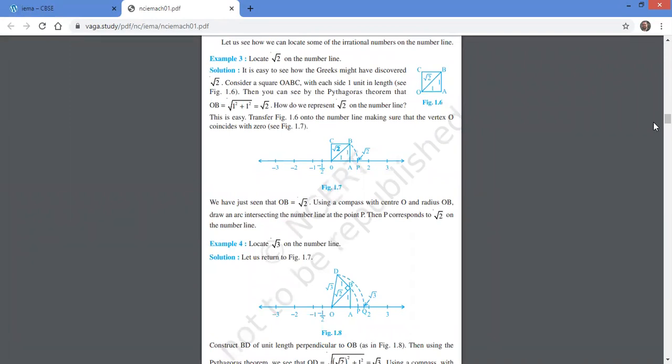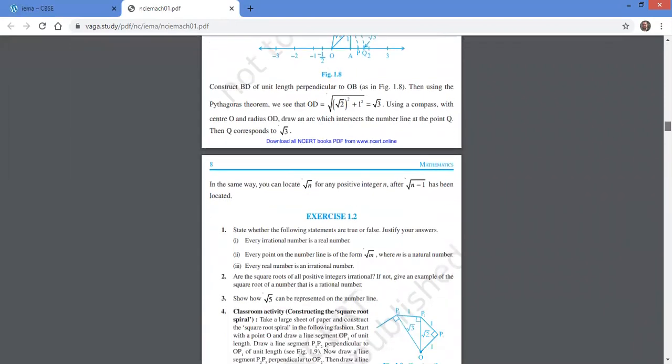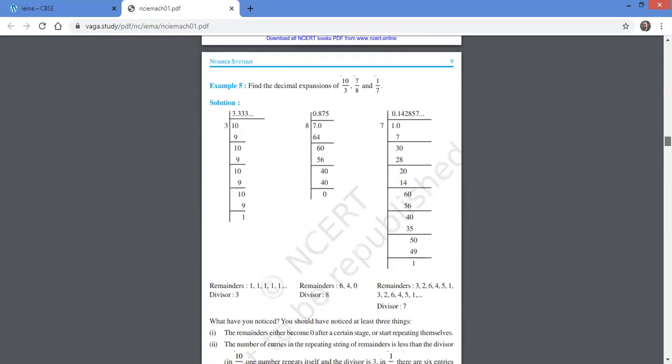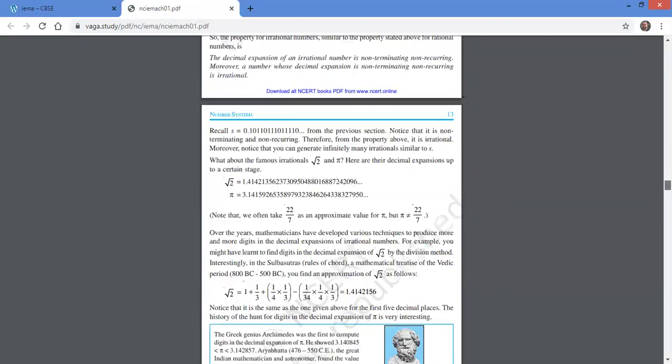In one or two videos I said that it is cancelled, but please remember this is not cancelled. It is very clear that the process of successive magnification is cancelled. Nowhere does it say that representation on the number line is cancelled. So all this, exercise 1.1, 1.2, is there, right? So what is cancelled is exercise 1.3.